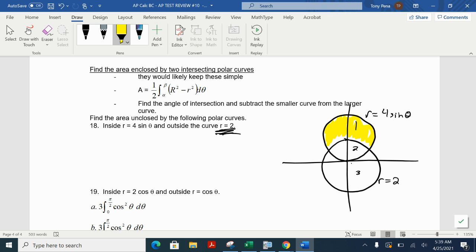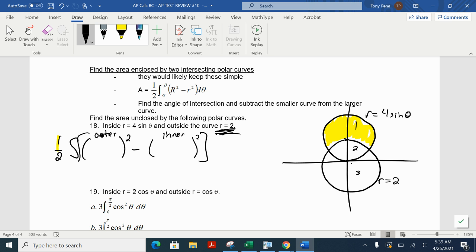So we still have our 1/2. But now we have two different r's. We want the bigger r, and the bigger r is always defined by the one that's the outermost, minus the smaller r, and that would be the one that's closest to the origin. So that's your inner graph.